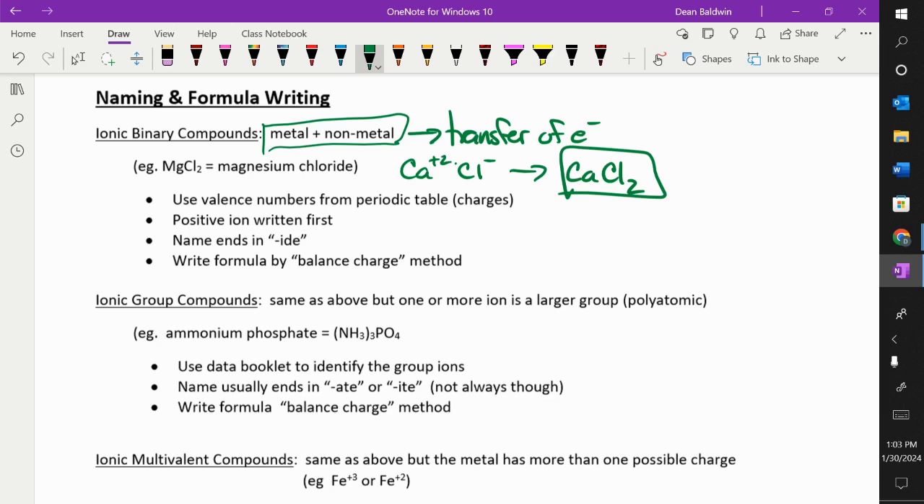The charges, you get rid of the positive and the negative. Okay, that's ionic. Are we good?